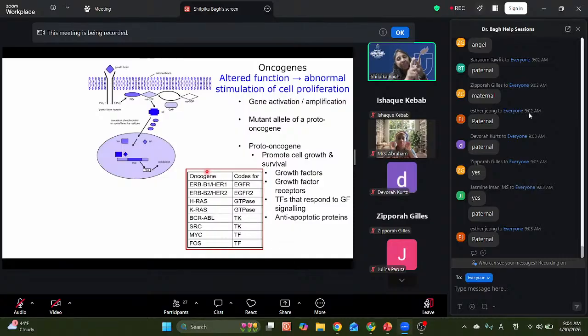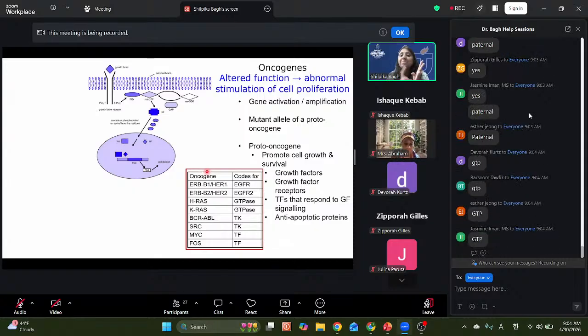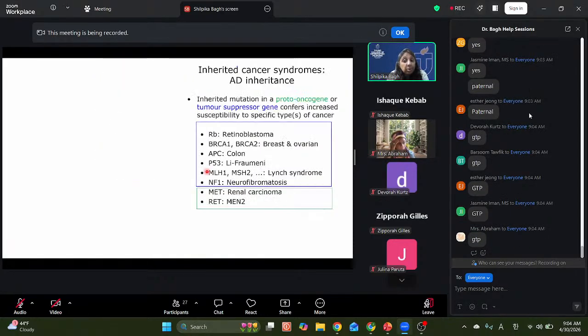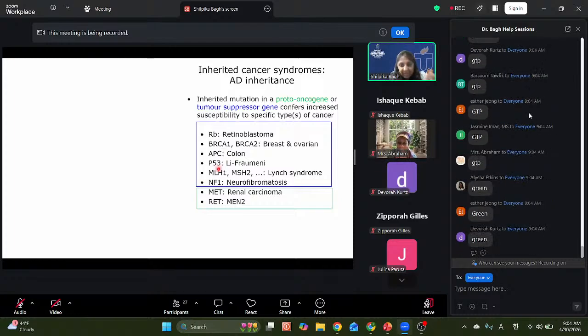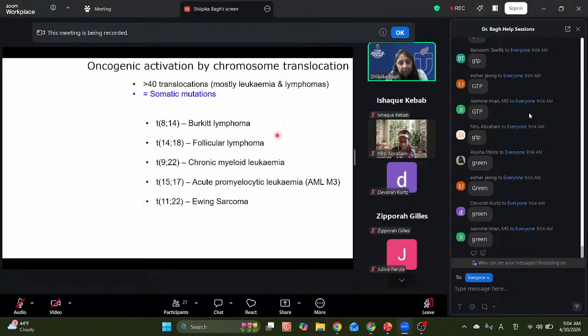Tumor suppressor and proto-oncogene, clearly no example. Growth factor receptors, RAS. When is RAS active? Bound to GTP. MYC, they're all growth factor signaling, they are all proto-oncogenes. Proto-oncogene is green, tumor suppressor gene is blue. Absolutely wonderful. So proto-oncogenes are growth factor receptors, RAS, MYC.